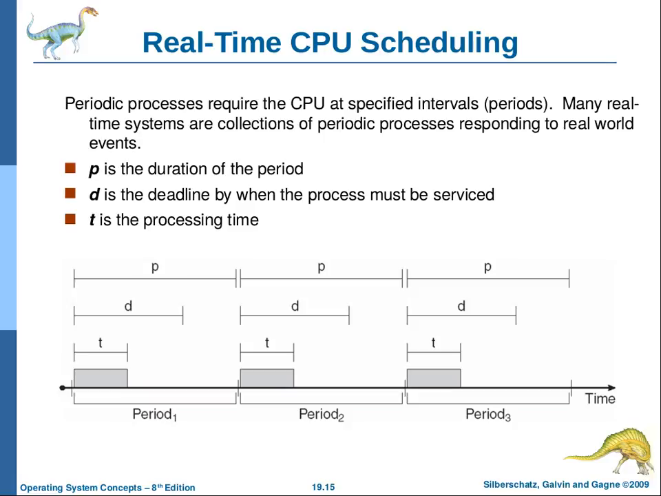This would be great if you know the exact time every process comes in, how long it takes, or when the deadline is, and you know how long the process takes for everything. Then you could probably set a very static scheduler and just let it run.